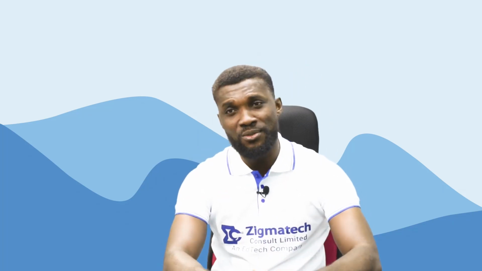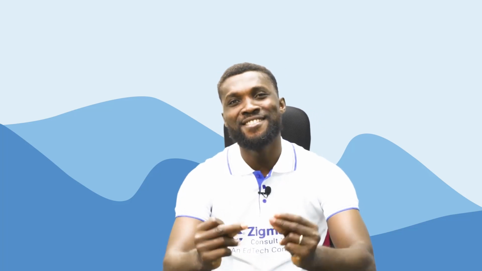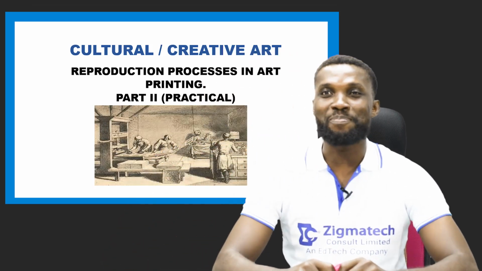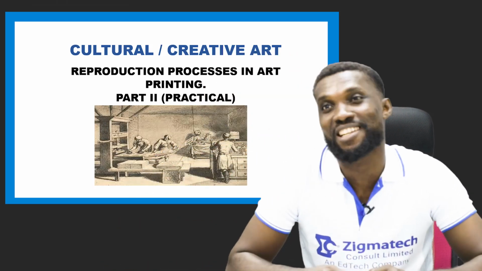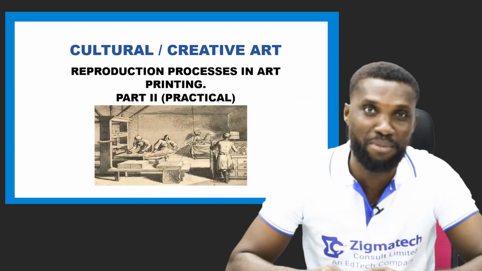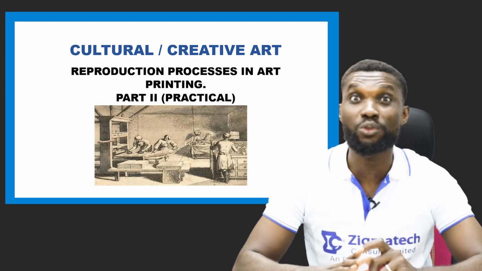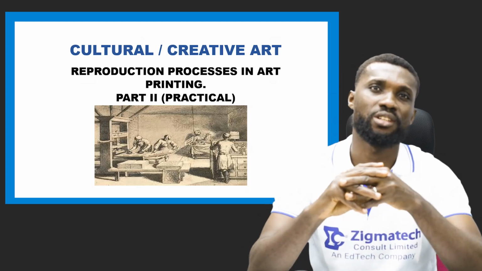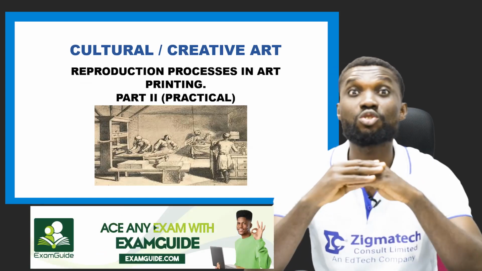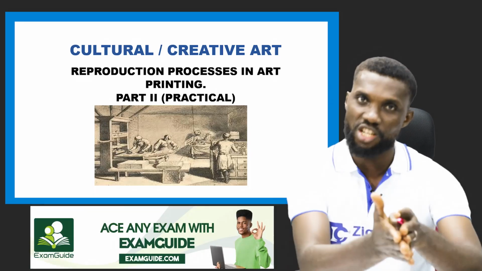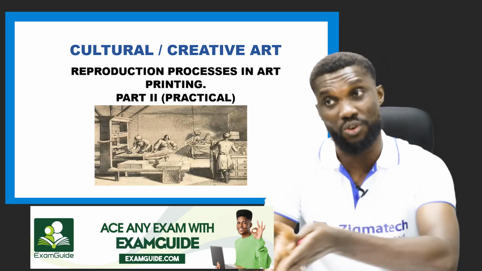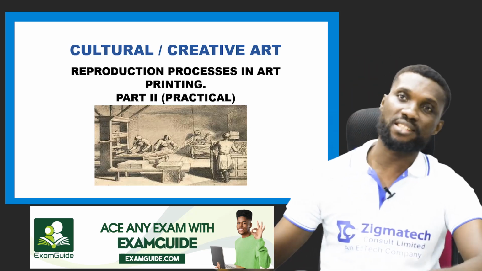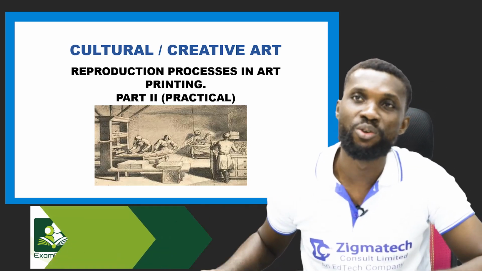Now, if you're ready for today's class, let's get started. Welcome back to part 2 of reproduction process in art, which is printmaking. In part 1, we talked about relief, and I want to believe you grasp everything concerning relief. In this part 2, we are going to look at some other ancient printmaking methods that you can practice in your classes, at home, even anywhere. So let's hit it straight and look into some of them.